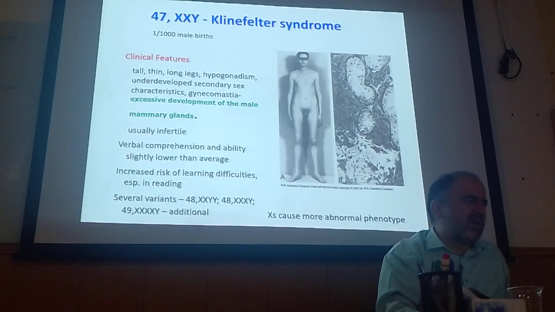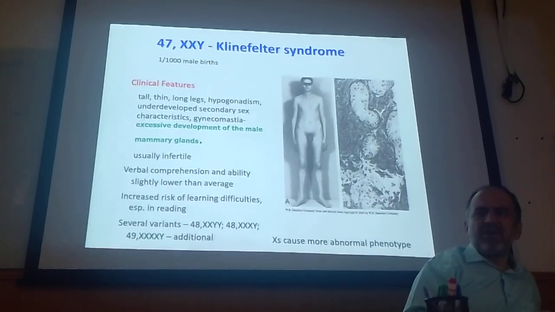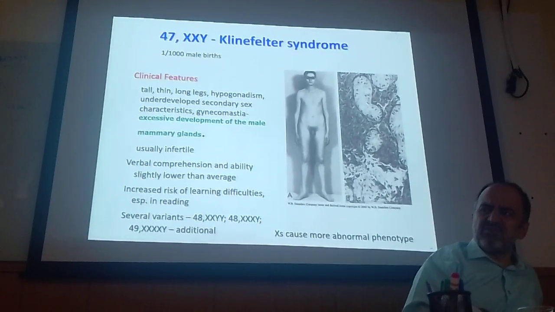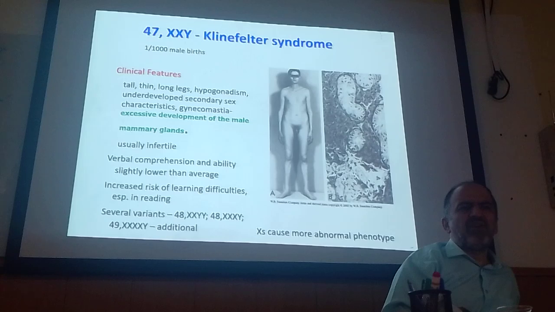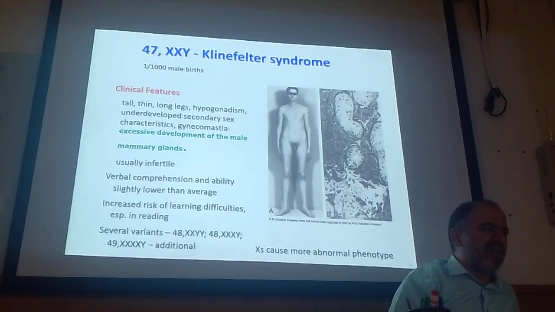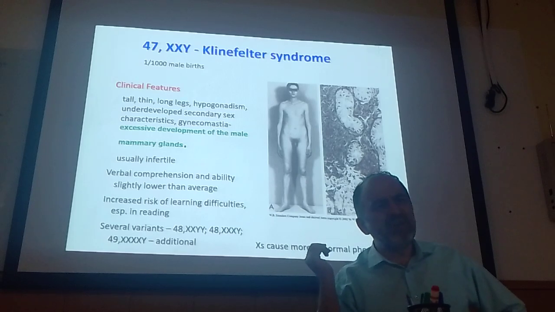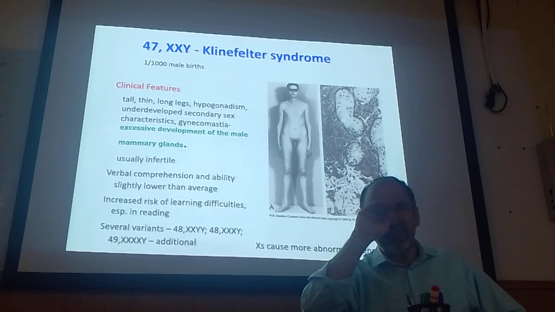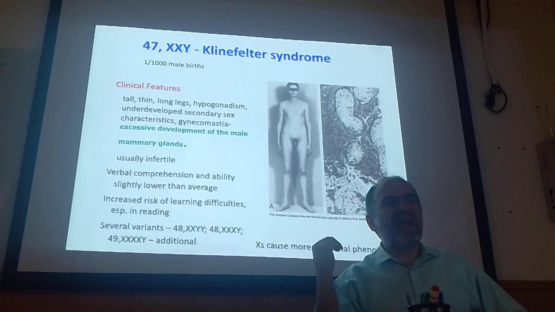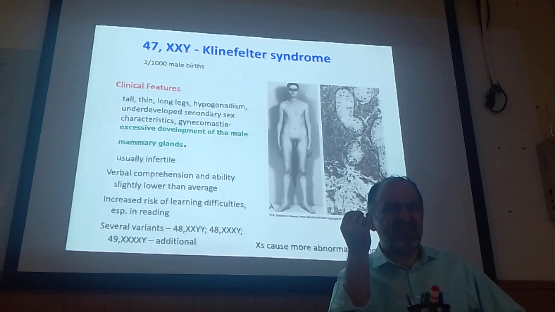Klinefelter will be XXY. They are 47, a kind of aneuploidy, but in the sex chromosomes. They are tall, they are thin. Thin means they are not obese. Long leg, long hand. Hypogonadism. In Turner syndrome, only by sonography can you say there is no ovary or there is a very small gonad. Exactly the same in XXY: there is no testis or a very, very small testis.